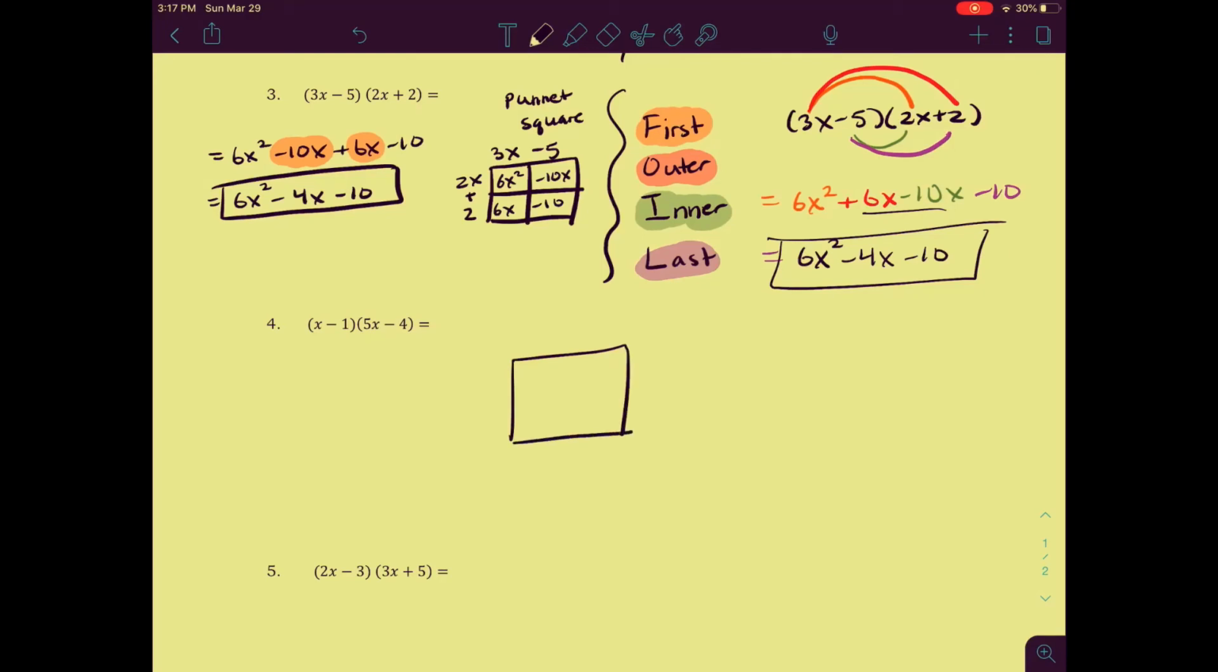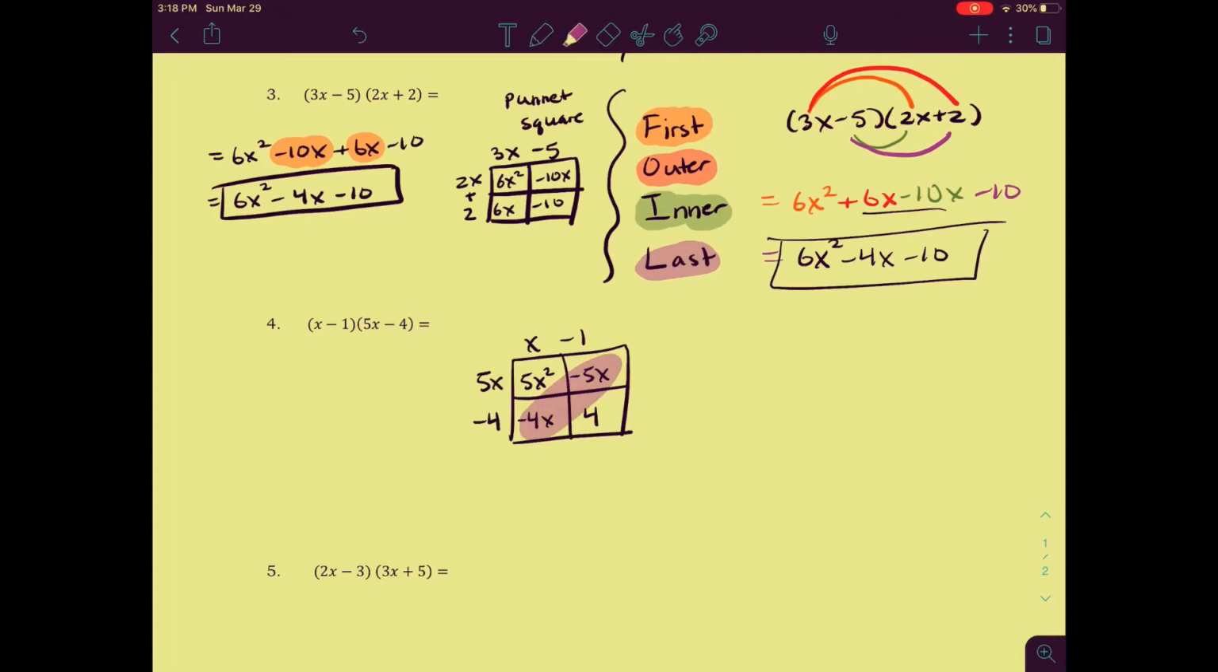So for number 4, I'm going to do this in two methods. I'm going to first create the Punnett square. I'm going to put x minus 1 here on top. I'm going to put 5x minus 4 here on the bottom, on the side. And then here we're going to multiply 5x and x, which gives me 5x squared. 5x times negative 1 gives me negative 5x. Negative 4 times x gives me negative 4x. And then negative 4 times negative 1 is positive 4.